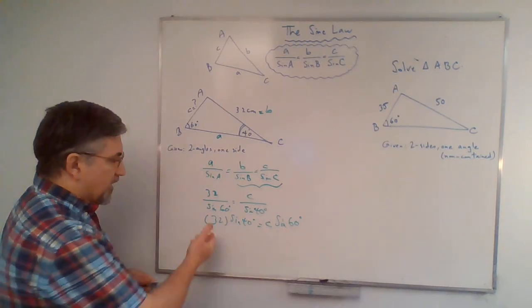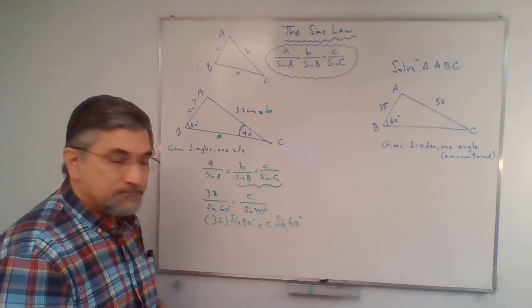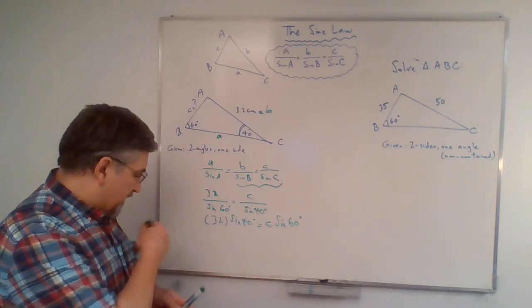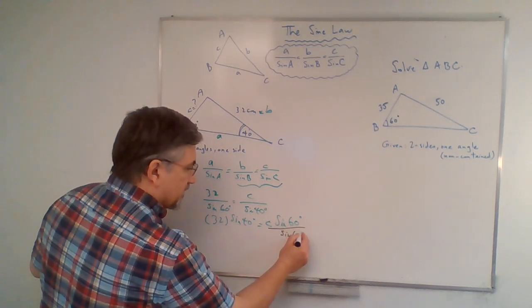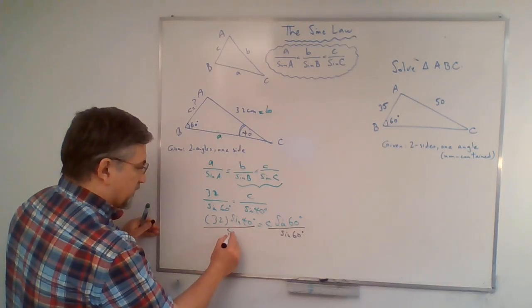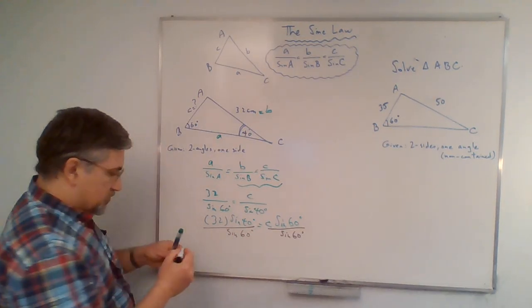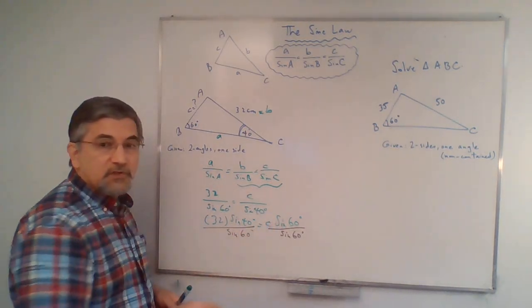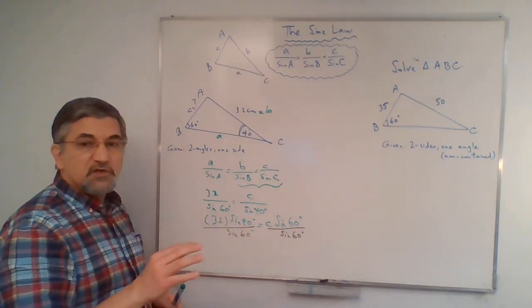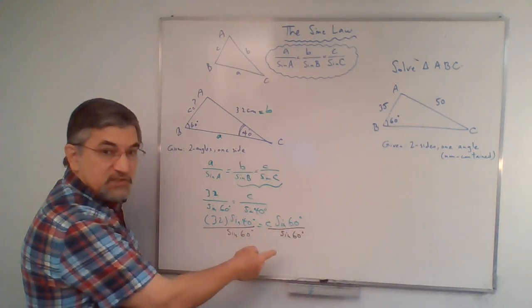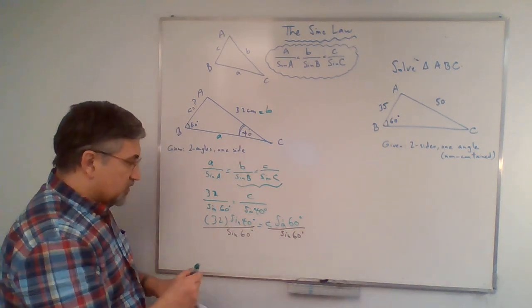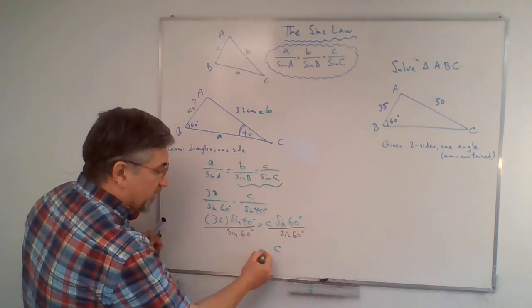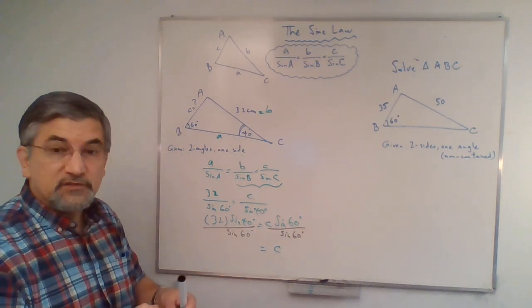Okay, and now we have to solve for side c. So how do we do that? We have to divide both sides of the equation by sine of 60 degrees. That's what we would normally do. So sine of 60, roughly it's 0.86, divided by itself would be just 1. So these two basically cancel out each other. So we end up with c on the right-hand side, and that's exactly what we were trying to find.